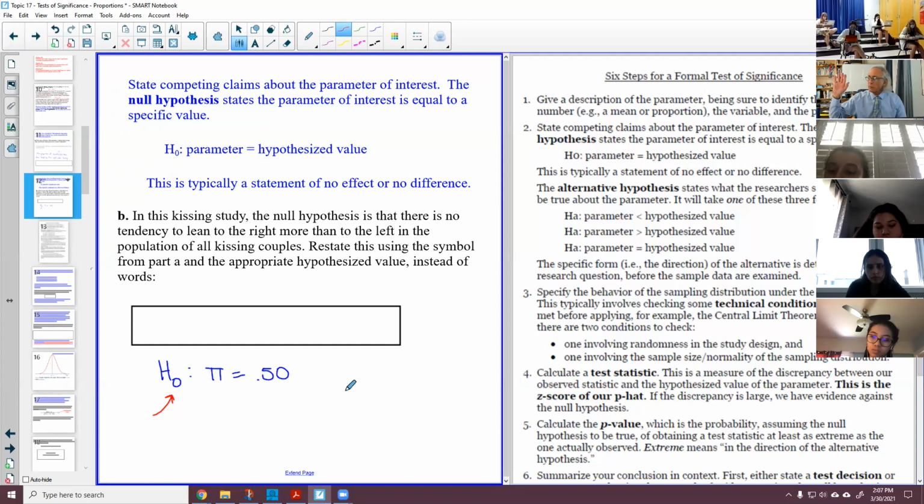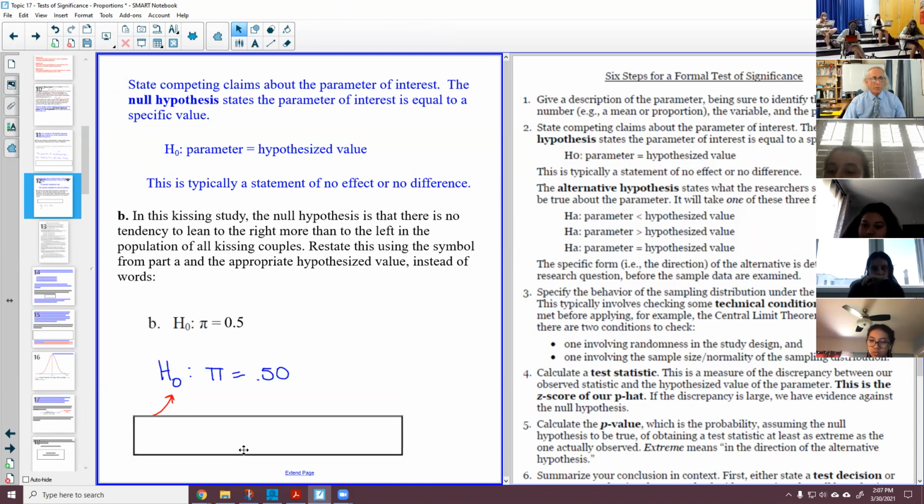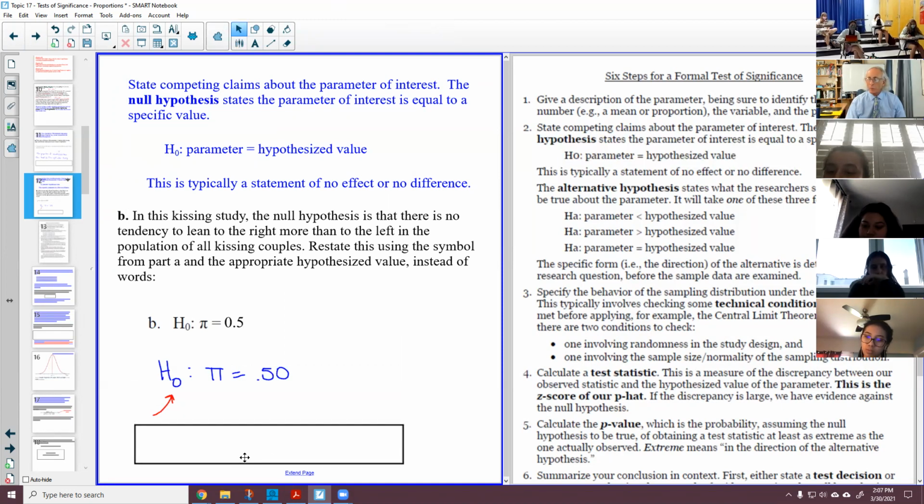Are we okay with that? Are we okay? All right. So what we've done here really is we have taken what we wrote in words and we have just written it in mathematical symbols. So instead of in words, we've written it in mathematical symbols.